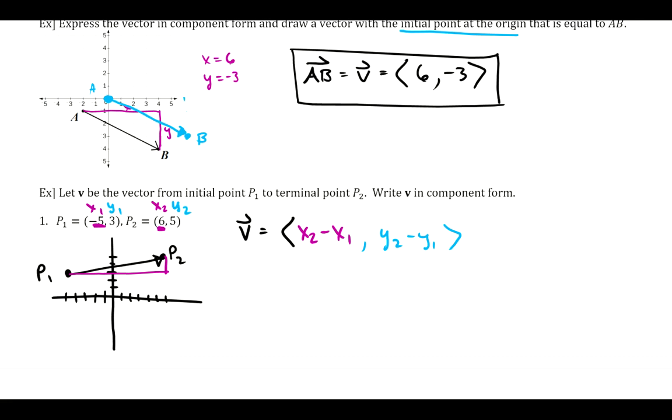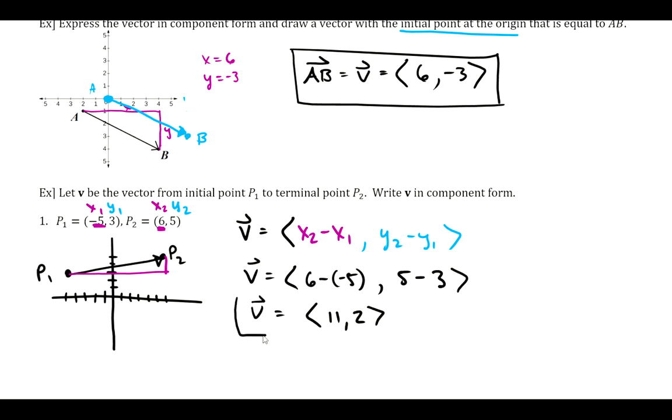Again, we could just count it on this problem too. We could probably read it fine, but let's go ahead and plug those in and simplify. So we have 6 minus -5, comma, and then y2 is 5 minus 3. And then simplifying this, it looks like it is 11, comma, 2. Notice they're both positive, so that means it should go right and up. That is what's happening. Yep. So that's what our picture's doing.